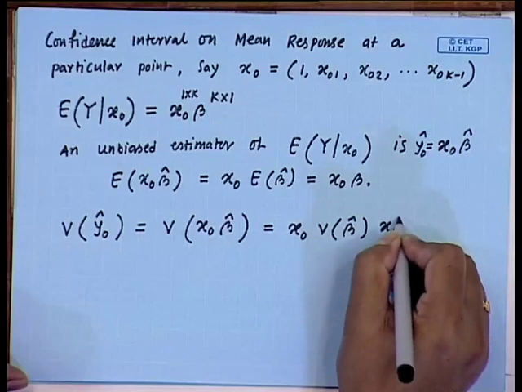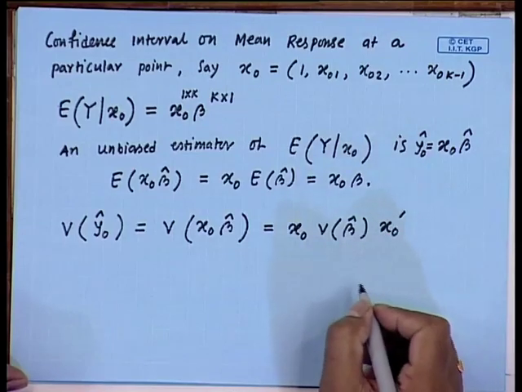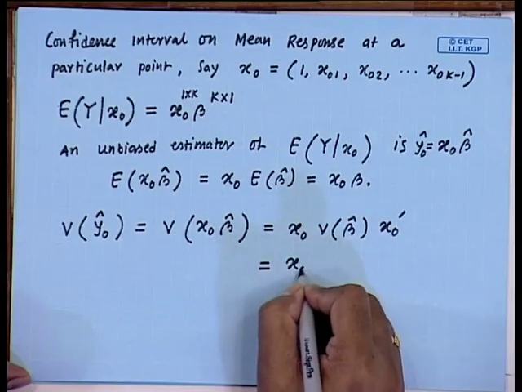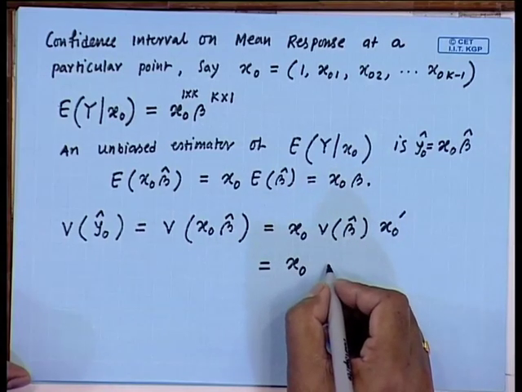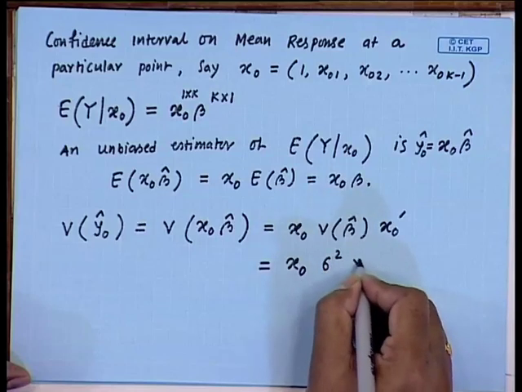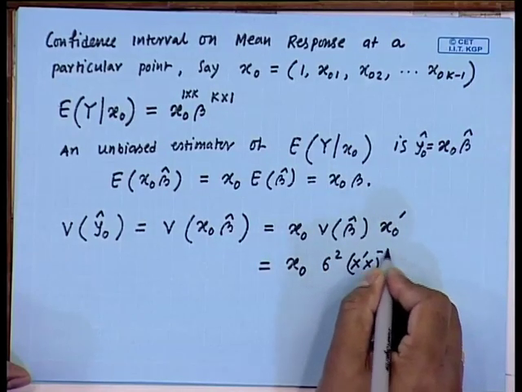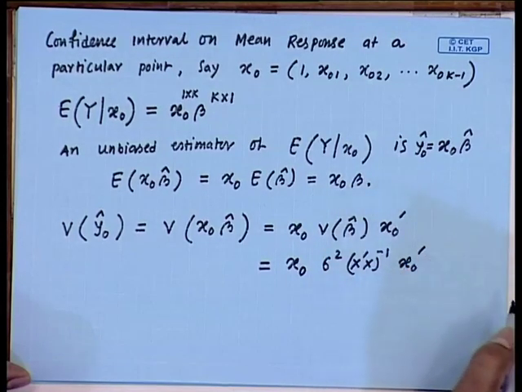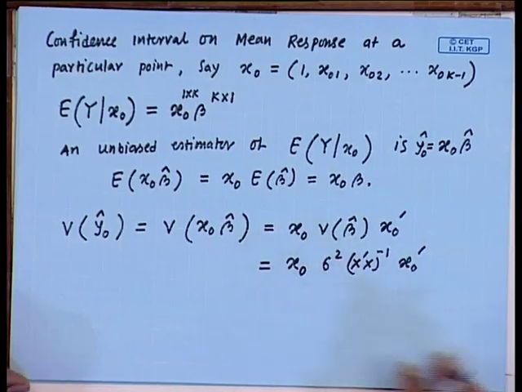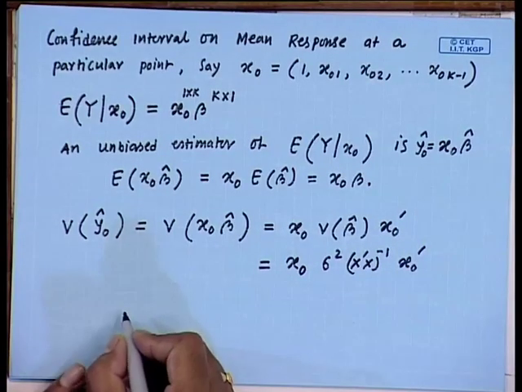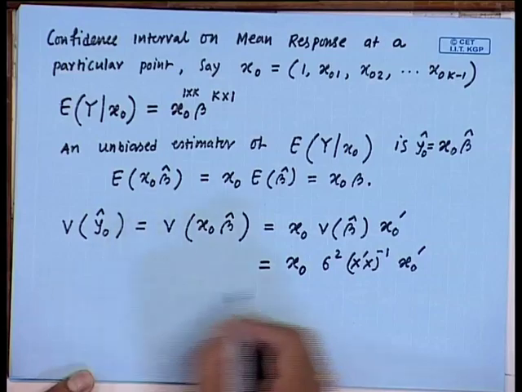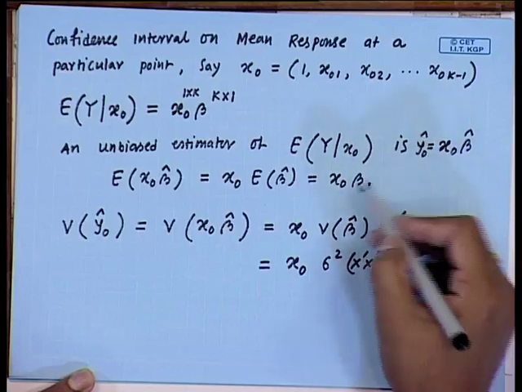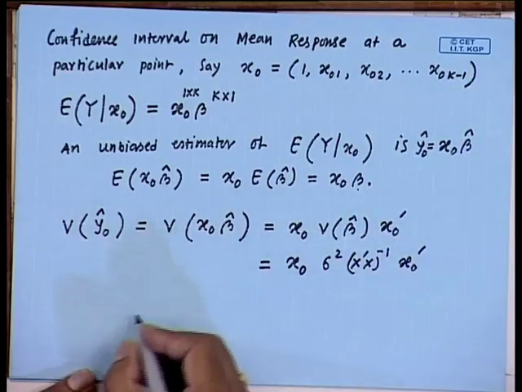Now, this variance is equal to x naught times the variance of beta hat times x naught prime. We know the variance of beta hat is equal to sigma square (x prime x) inverse, so the variance is sigma square x naught (x prime x) inverse x naught prime. So from here I can say my unbiased estimator y naught hat has this expectation and this variance.